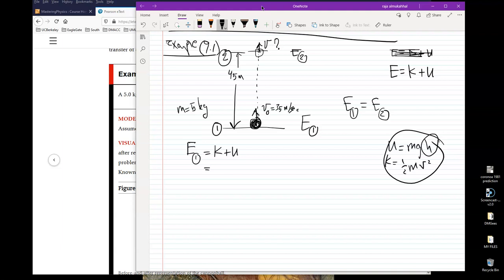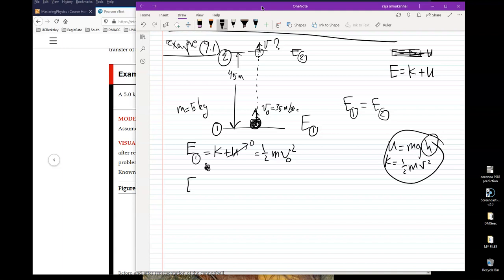Okay. So look at position 1 right here. At the moment that you projected the cannonball, it was at 0 height, so that means no potential. So it's all kinetic, 1/2 mv squared. This v is v naught, because it's given to us. I'll come back to it in a minute.